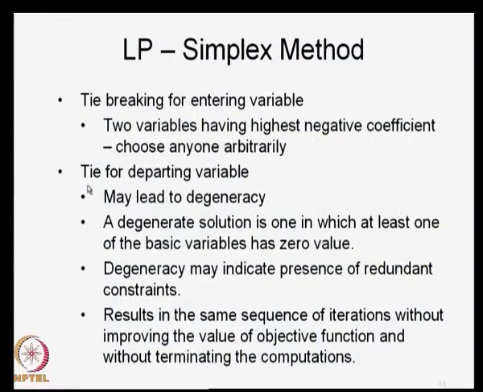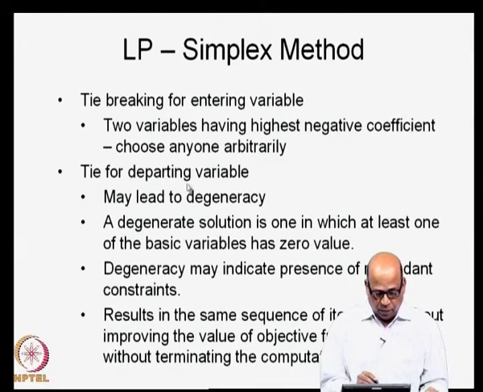So, for the entering variable, if there is a tie, do not worry, simply take one of the variables arbitrarily, the other variable also subsequently enters the basis, if that is in fact leading to the optimal solution. For the exiting or departing variable, if there is a tie, that leads to degeneracy. I will explain what it means here. Just let us look at this. So, when there is a tie for the departing variable, it may lead to what is called degeneracy.